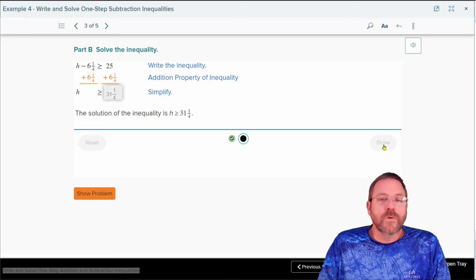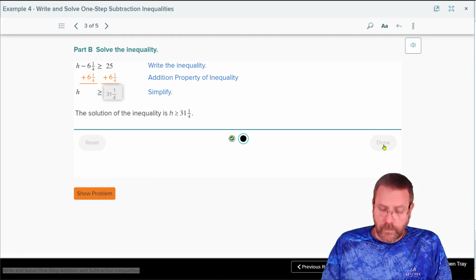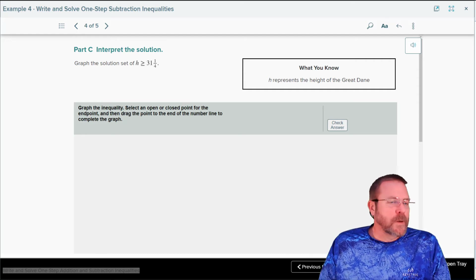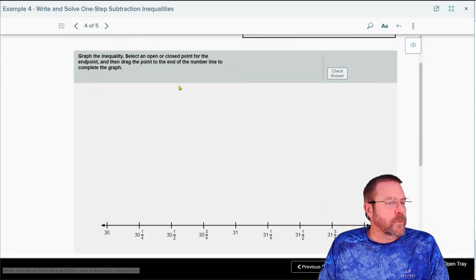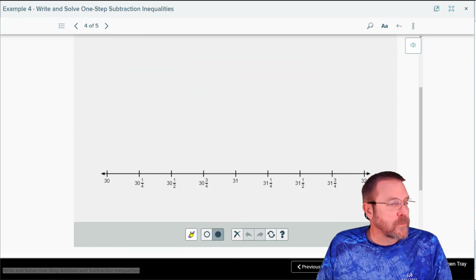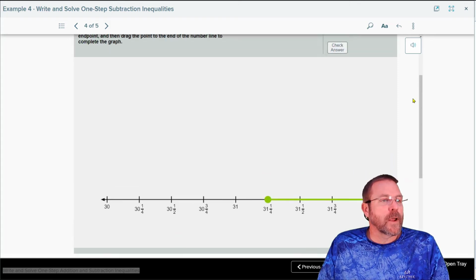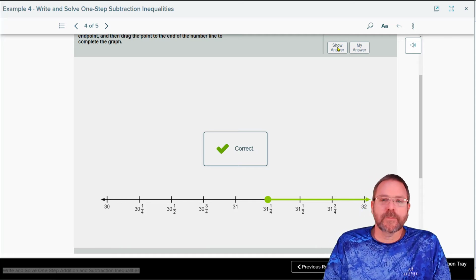So we know that the solution of the inequality is that the height of the Great Dane is greater than 31 and 1/4 inches. The next thing we get to do is graph that inequality on our number line. So we're looking for a value that's greater than or equal to 31 and 1/4. So we're going to grab the solid circle, since it is an or equal to. I'm going to start at 31 1/4. It's greater than or equal to. That means our graph is going to go to the right, and the answer checks. Nothing to solve in these problems.